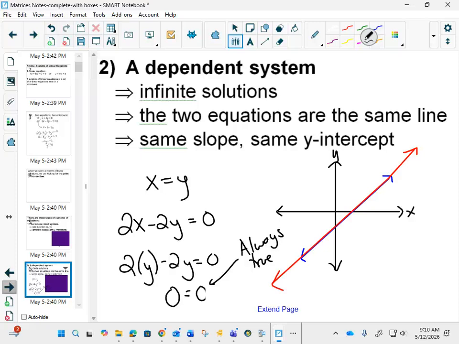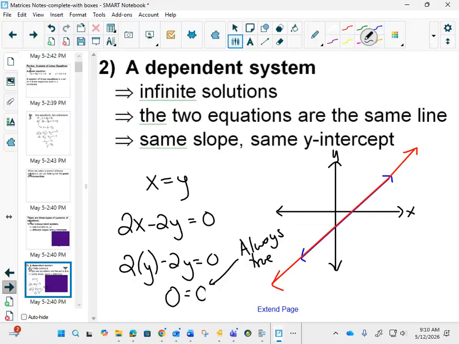But there are an infinite amount of places where x is equal to what? 3, 3, 4, 4, 5, 5, pi. So there's an infinite amount of correct solutions. This is called a dependent system. And you have exactly the same line.